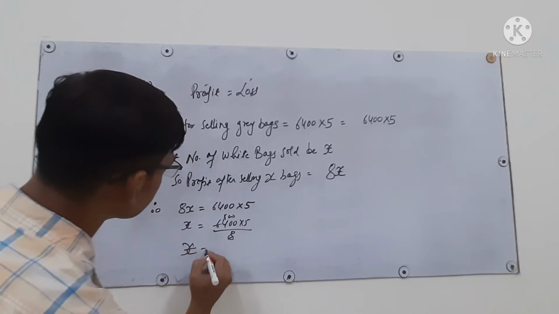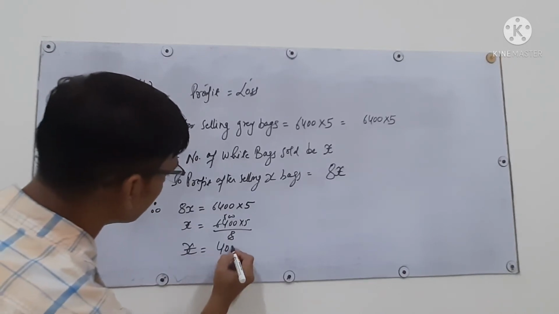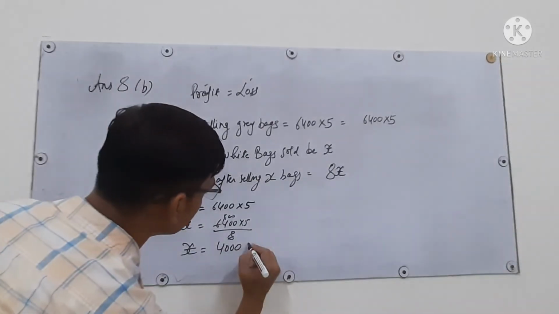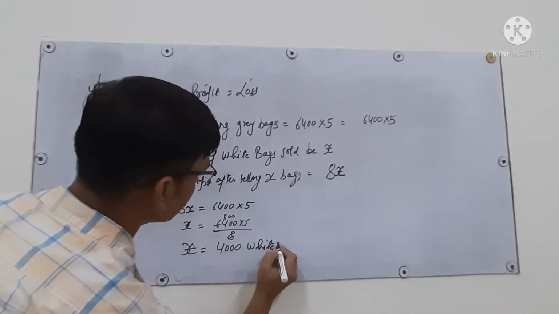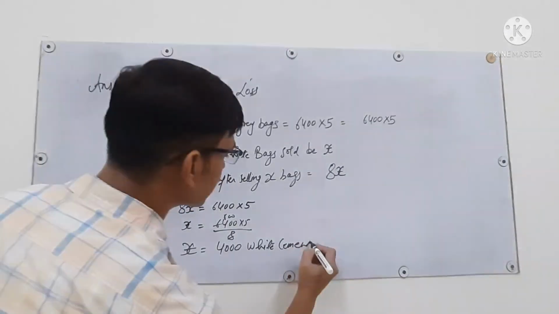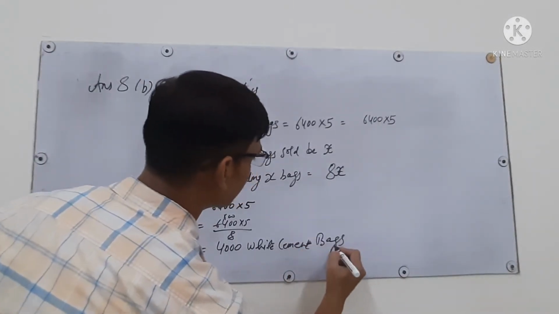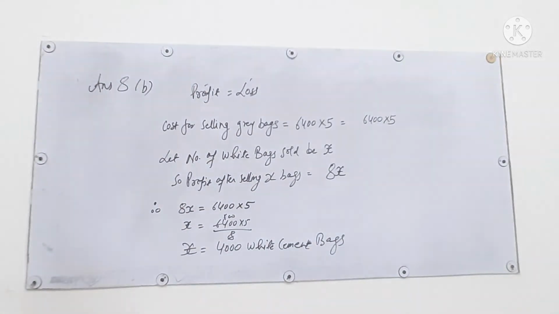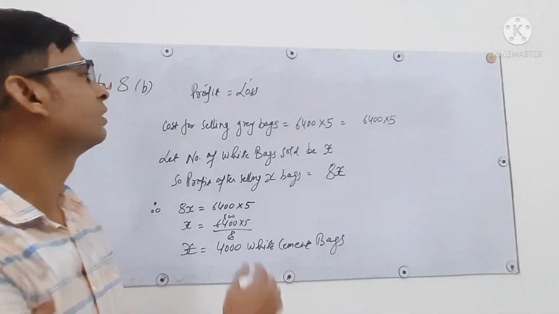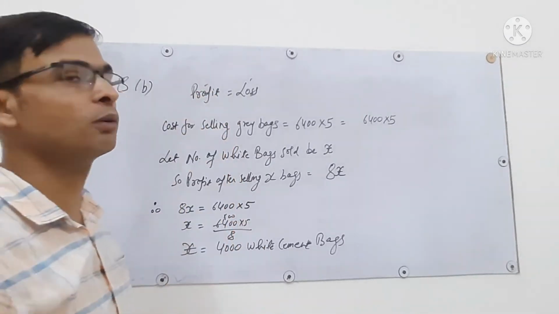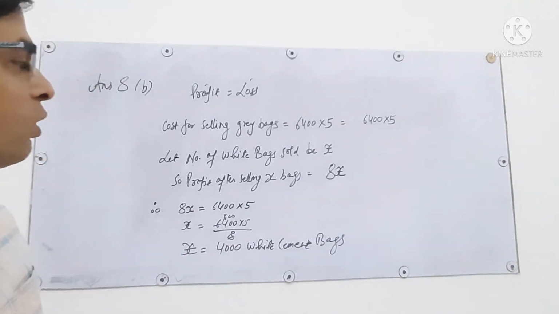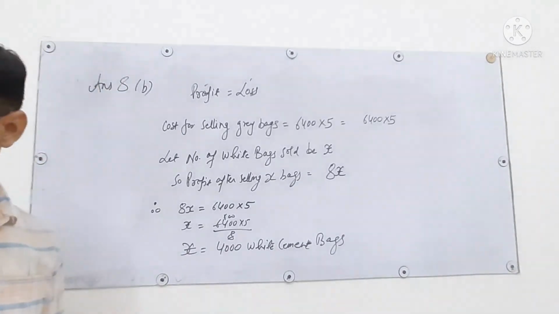So what will be the answer for x? It will be 4000. So 4000 white cement bags. If the company sells 4000 white cement bags, then the condition will be that there will be no profit and no loss. The company's margin will be 0, and at the end profit will be equal to loss. That is, no profit and no loss. Okay, so you can note it from here.